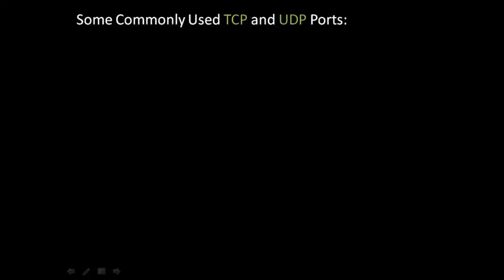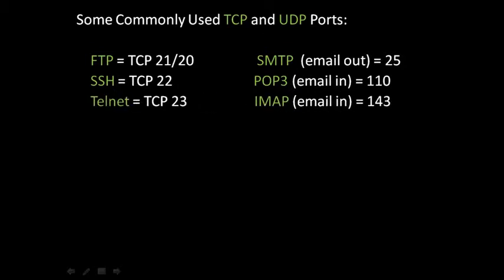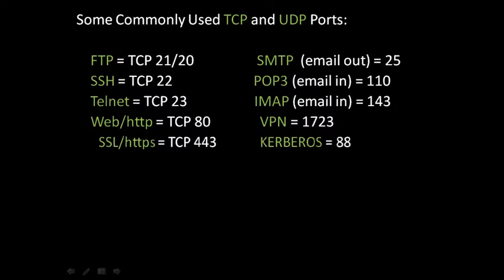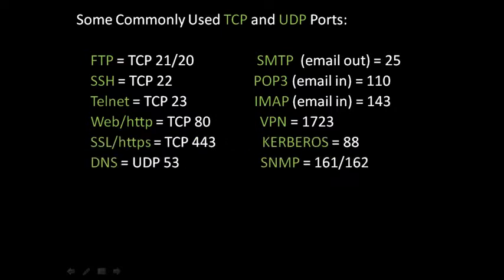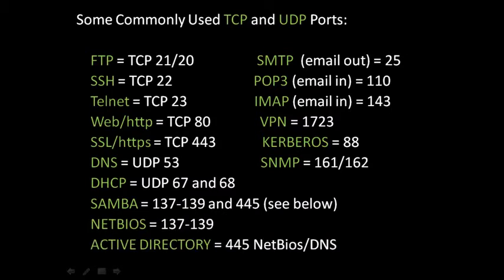Let's look at some commonly used TCP and UDP ports. FTP utilizes TCP 21 and 20, SMTP 25, SSH TCP 22, POP3 110, Telnet TCP 23, IMAP 143, Web HTTP TCP 80, and VPN 1723. SSL or HTTPS uses TCP 443, Kerberos 88. DNS uses UDP 53, SNMP 161 and 162, DHCP UDP 67 and 68, Samba 137 to 139 and 445, NetBIOS 137 to 139, Active Directory 445 for NetBIOS.